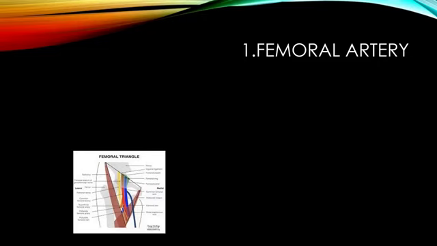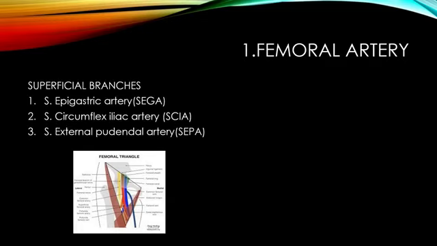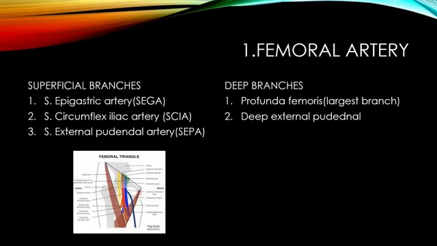The femoral artery traverses the femoral triangle from the middle of the base, that is the middle of the inguinal ligament, to the apex, in such a way that it lies lateral to the femoral vein near the base, and as it approaches the apex, it becomes anterior to the femoral vein. The femoral artery has different types of branches: the superficial branches and the deep branches.